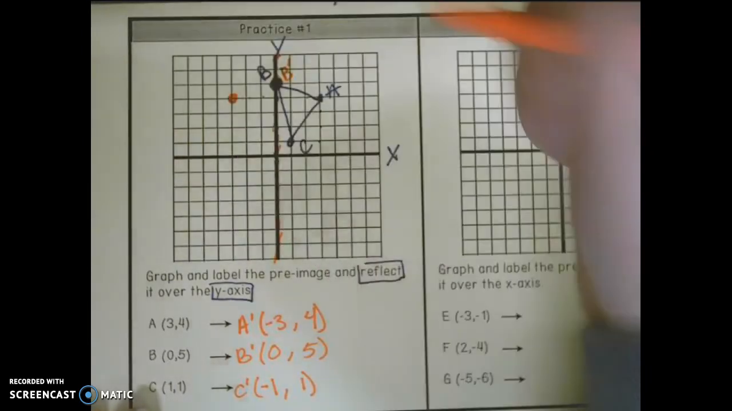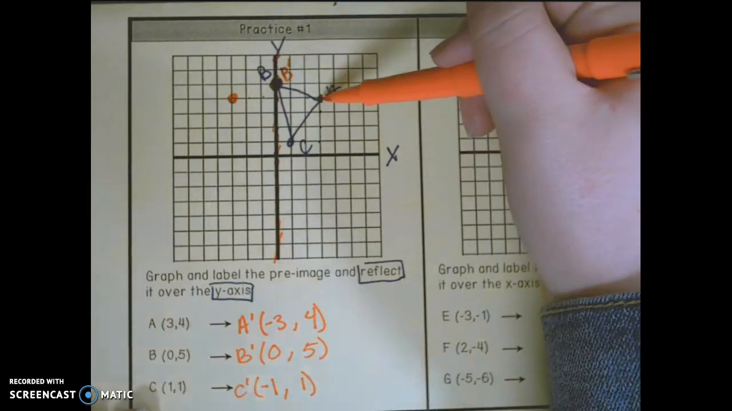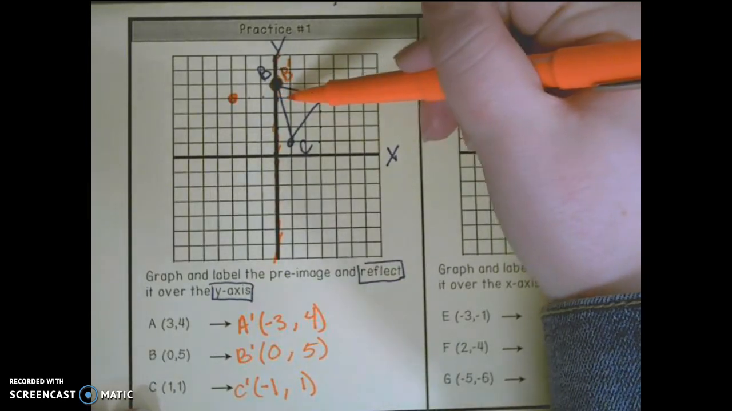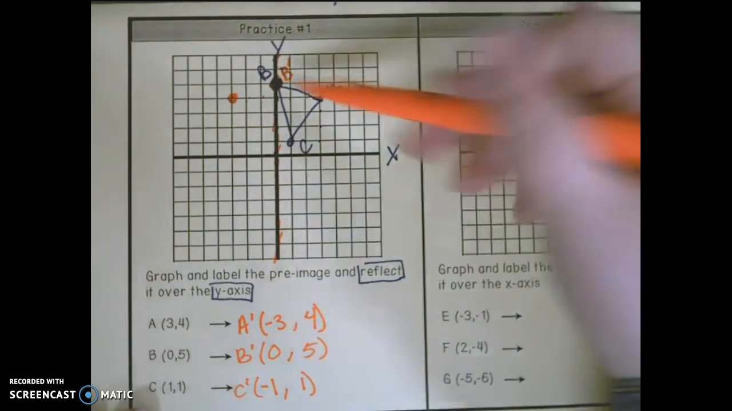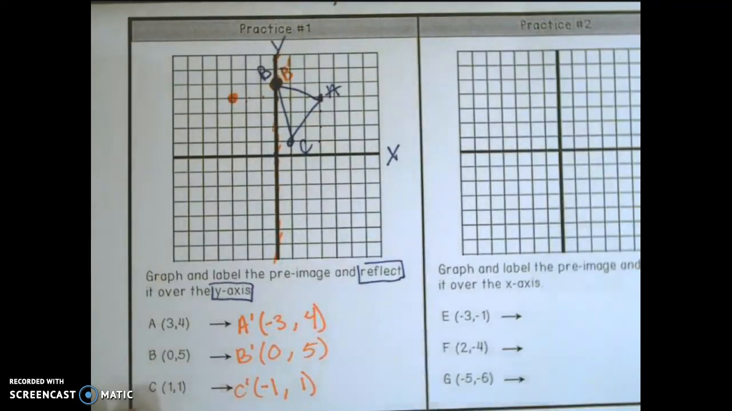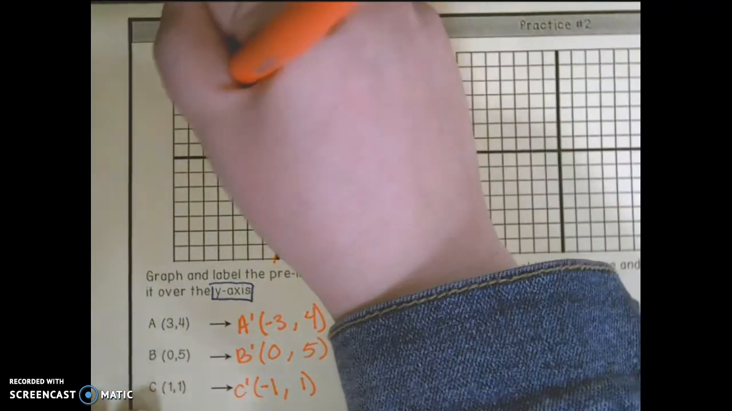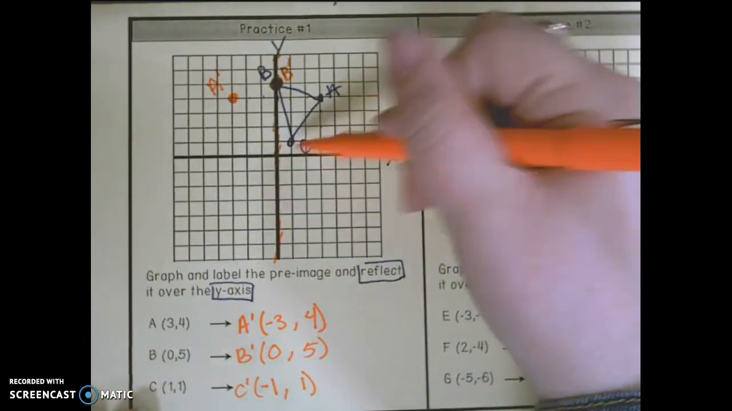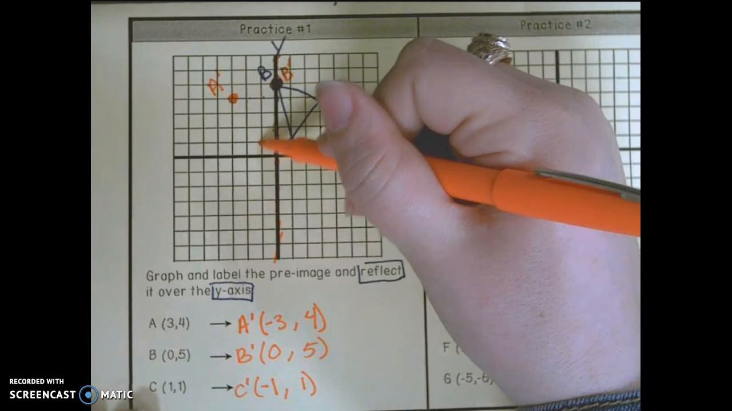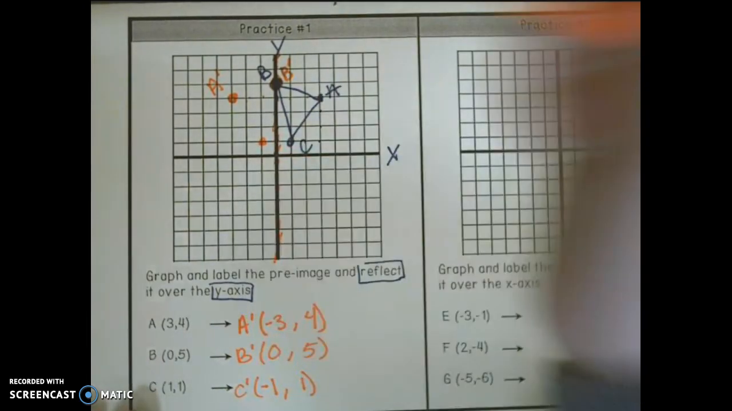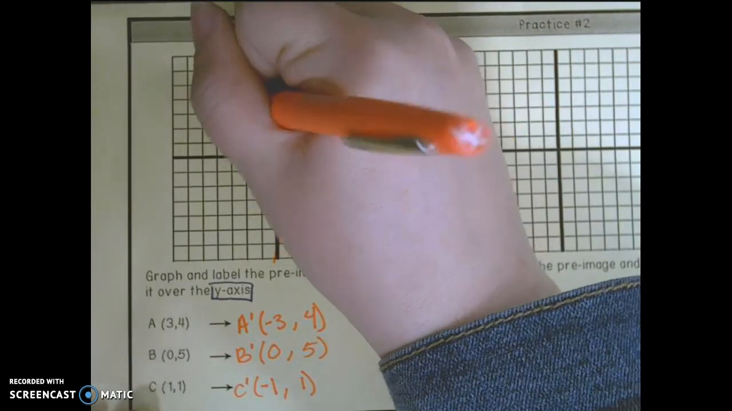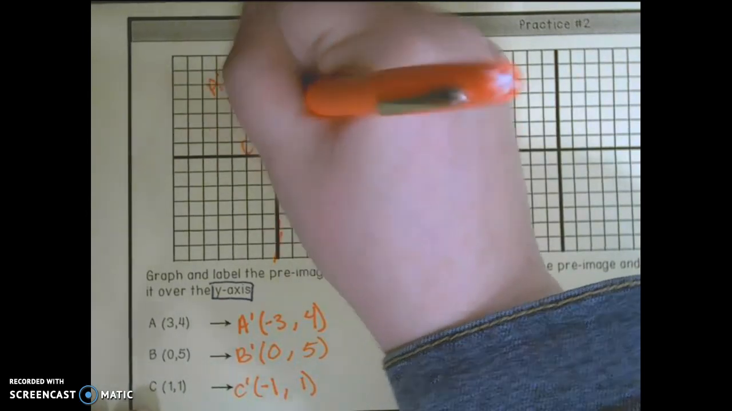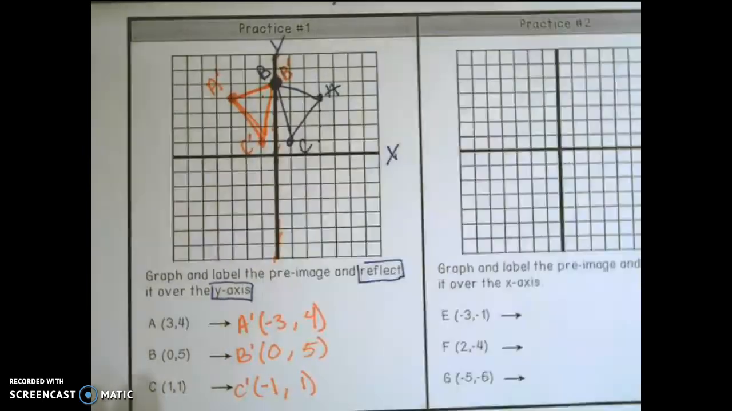If you notice, they're the same distance from our line of axis. So this one is 1, 2, 3. This one is 1, 2, 3. Our y is our line of reflection. Okay, so that's my A primed. And then my C primed is at a negative 1. So the opposite side, but the same line. So that's my C primed. So my new image is now reflected. And it's just like a mirror image.